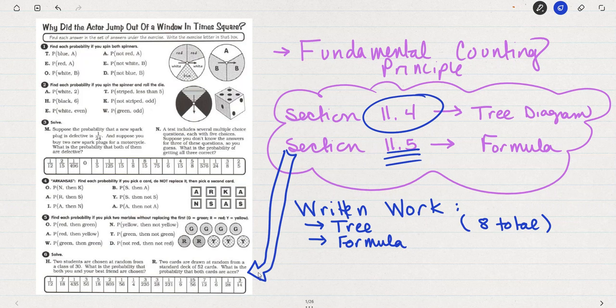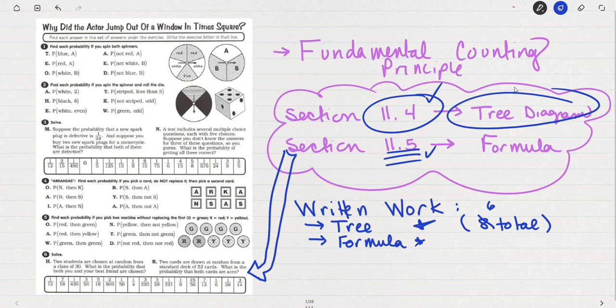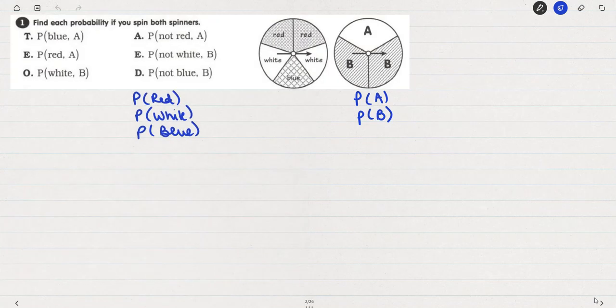I do want to remind you that as you do your written work for this activity, you should have the tree diagram, and instead of 8, it'll be a total of 6 trees, and the formula written for each of these different problems. So you'll do each of these problems on the sheet using both 11.4 and 11.5. But in this video, we're only going to focus on the trees. You should be able to go back after you complete 11.5 and add the segment showing the formula. So let's start with the tree diagrams.